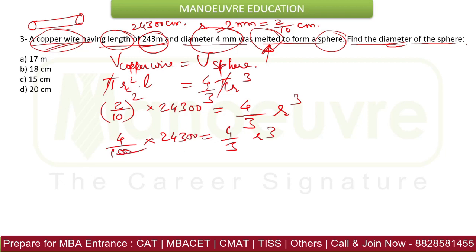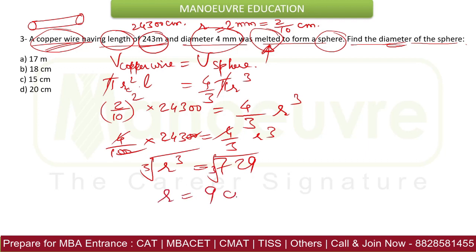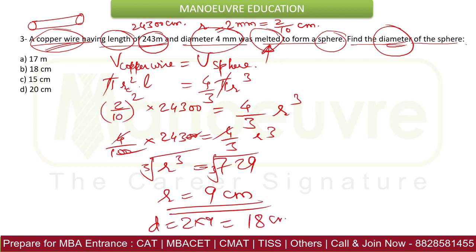This 4 will get cancelled out, so 243 into 3, so r cube will have the value 729. Now taking cube root of both sides, we get r is equal to 9, and that is in terms of centimeter. So r is 9 centimeter, the radius of sphere is 9 centimeter, so diameter will be twice the radius, so that will be 18 centimeter. Hence option B will be the answer over here.